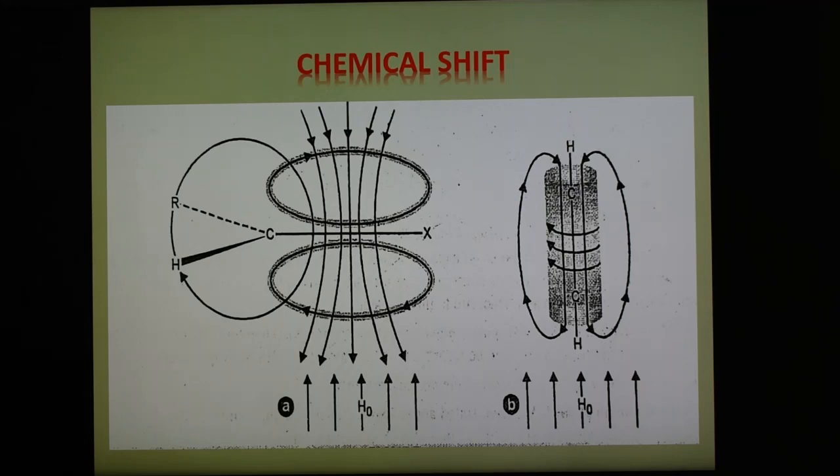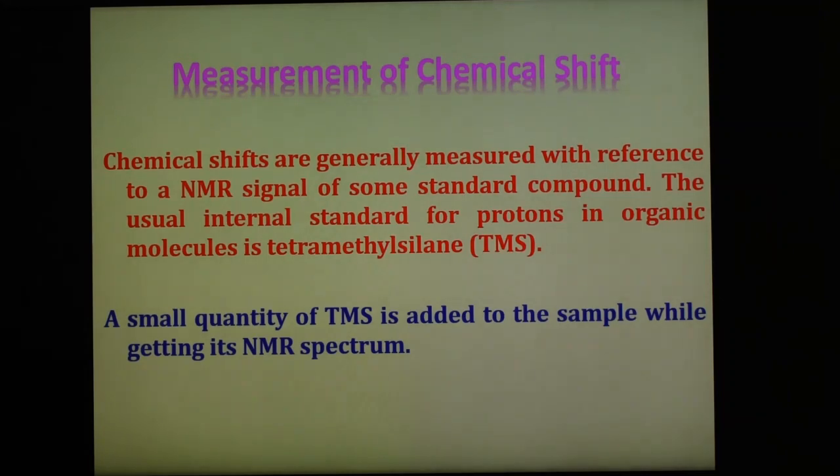This is the important part in case of position of signal. We know shielding, deshielding and chemical shift. Shielding shifts the absorption upfield, deshielding shifts the absorption peak downfield. The shifting of this absorption peak upfield or downfield is known as chemical shift. In the next slide we are going to see how to measure the chemical shift of the proton.